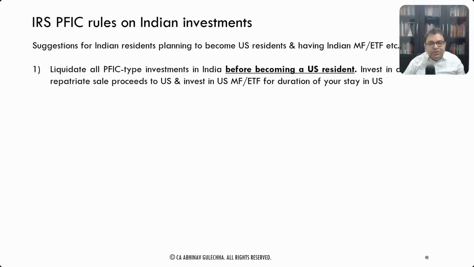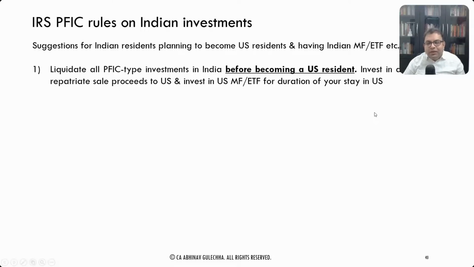Otherwise, what you can do is take that money into your account and repatriate the amount to the US. You might need to fill Form 15CA and get a CA certificate in Form 15CB before repatriation. So you can repatriate the amounts to your US account. If you become a non-resident, you can repatriate up to 1 million USD per financial year. And then when you get the money in your US bank account, from there you can invest in US mutual funds or ETFs for the duration of your stay in the US.